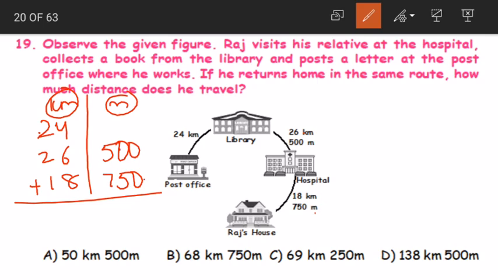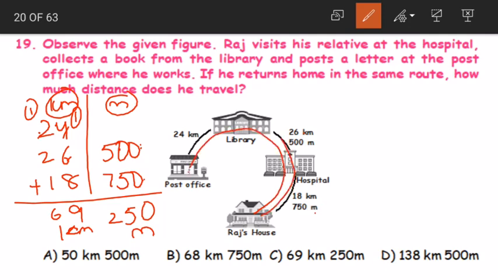Add them separately. 0, 5, 12, 1 carried, 10, 19, 1 carried, 6, 69 kilometers and 250 meters. 69 kilometers and 250 meters. What is this? This is the distance from house to the post office, covering all the places he went. But what are they saying?